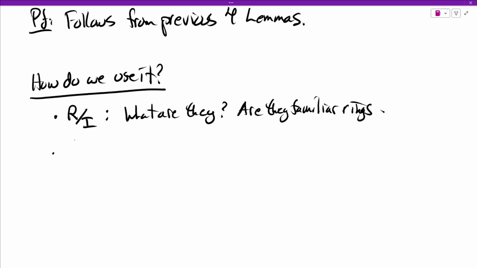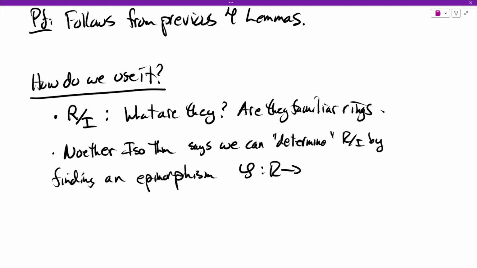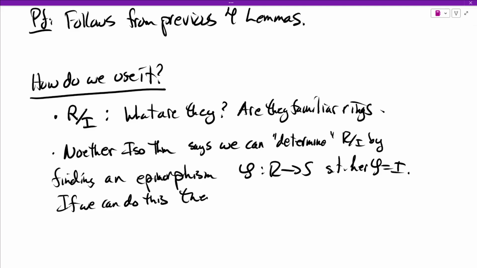Well, what we need to do to understand an R mod I is use the Noether isomorphism theorem. The Noether iso theorem says we can understand, or in quotes, determine R mod I by finding a surjective map, so an epimorphism, phi from R to some ring S, such that the kernel of phi is I. If we can do this, then the Noether isomorphism theorem tells us that R mod the kernel, but the kernel is I, is S. So we've correctly identified R mod I as S.